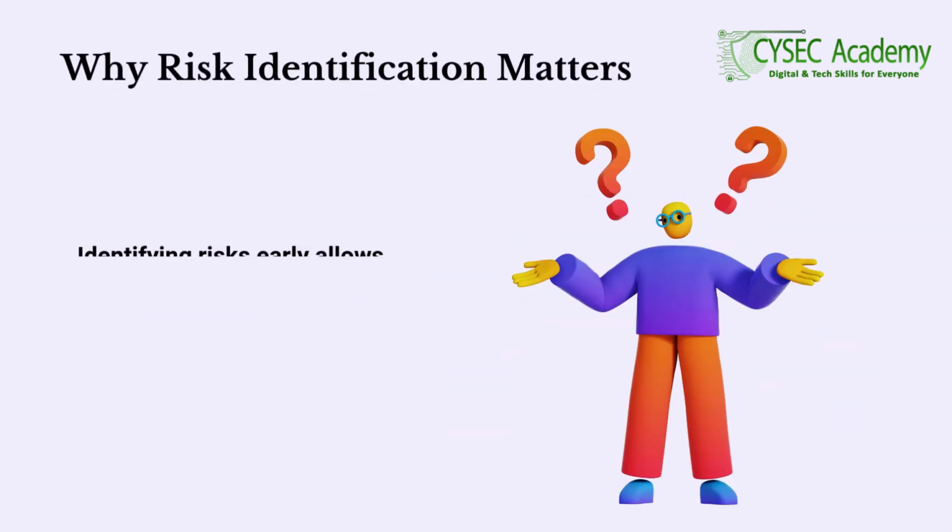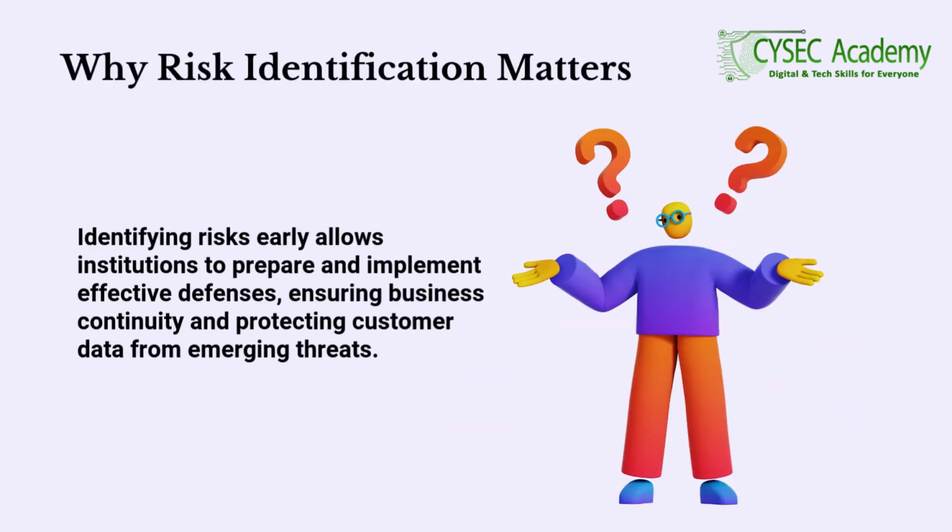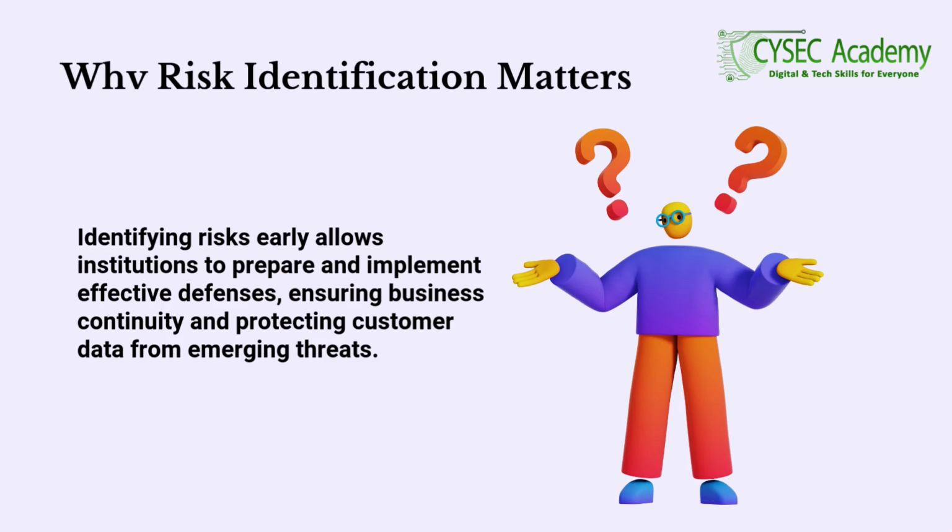Why risk identification matters. Identifying cybersecurity risks is essential for protecting sensitive data and maintaining trust in financial institutions. A clear risk framework helps pinpoint and prioritize threats based on impact. Tools like risk matrices and collaboration across departments improve accuracy. Aligning with standards like NIST and ISO 27001 ensures best practices and regulatory compliance.